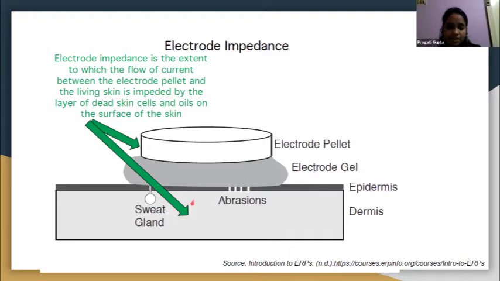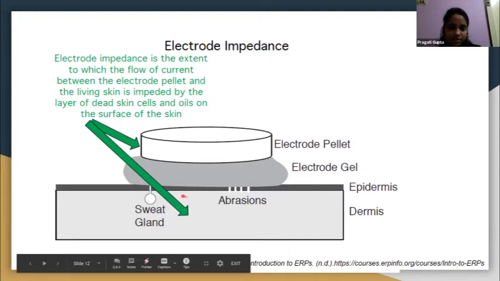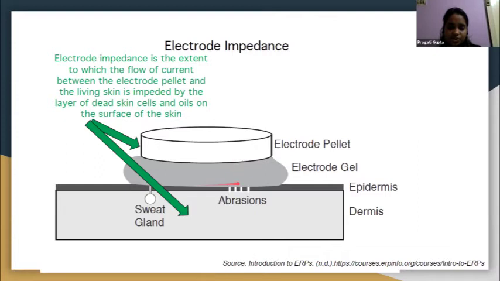So here we are seeing the electrode pellet and the electrode gel, which is getting good contact with the surface of the scalp, the epidermis. This is the abrasion, and we abrade so that there's high contact of the gel with the scalp. For example, if there is sweat on the surface of the head, it can act as low frequency noise, which affects a lot in the interpretation of EEG and ERPs.